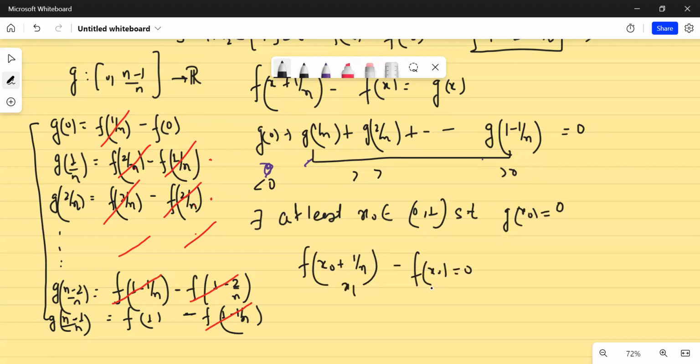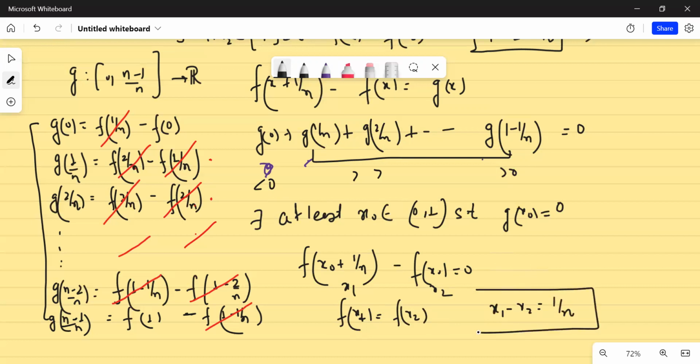In other words, this is x1, this is x2. Or you can write that f of x1 is equal to f of x2 and x1 minus x2 is equal to 1 upon n. Is that clear? And in all other cases, like if g of 0 is equal to 0, then there is nothing to prove. Here you will get f of 1 by n is equal to f of 0. And simply this is your x1 and this is your x2. So it will include 0 here.